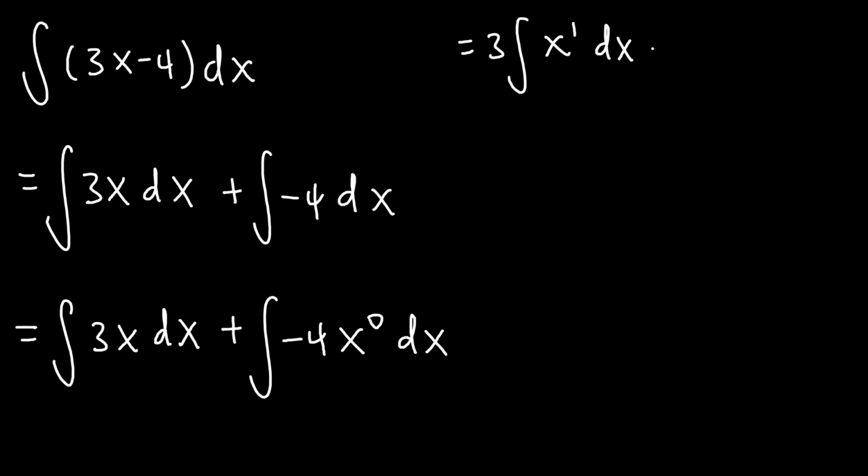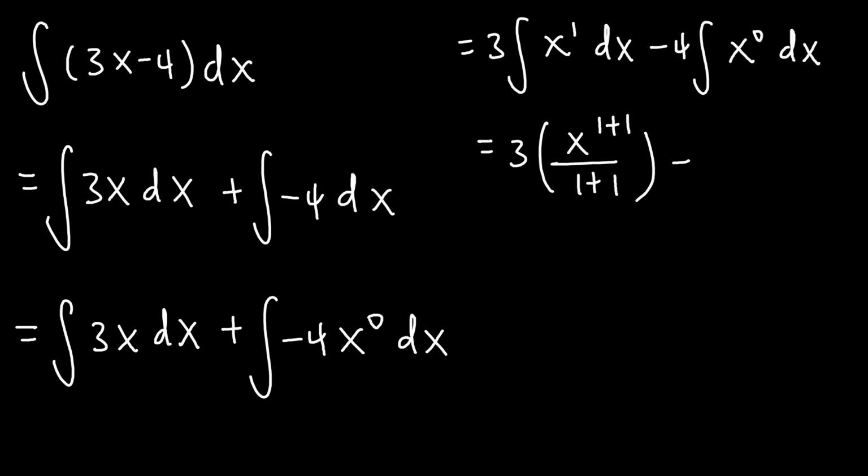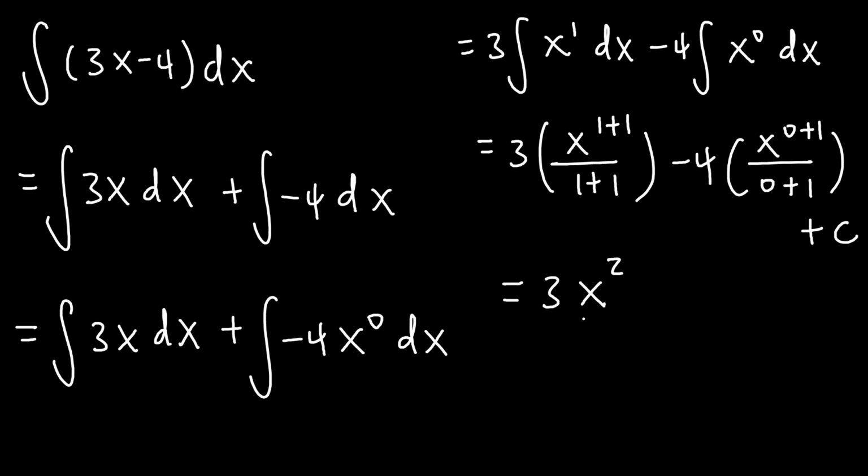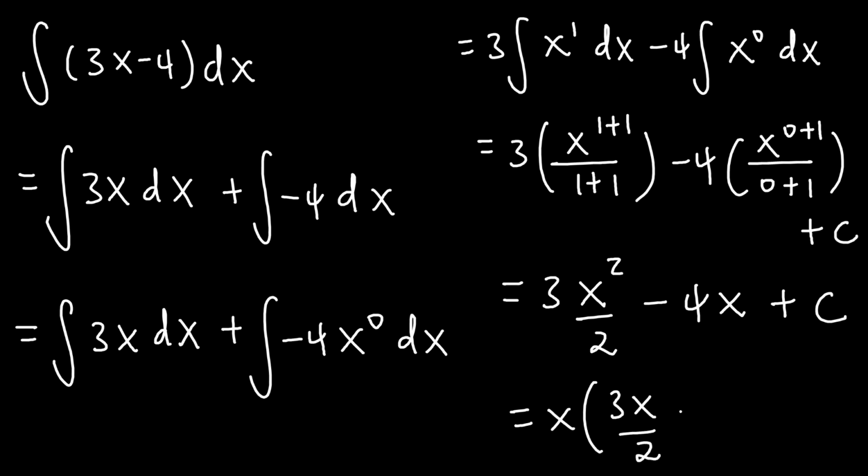And then for the second integral, if we take out negative 4, we shall remain with x to the power of 0 dx. And at this point we can integrate, so we shall have 3 times x to the power of 1 plus 1 divided by 1 plus 1 minus 4 times x to the power of 0 plus 1 divided by 0 plus 1, and then plus c. So this will be equal to 3x to the power of 2 divided by 2 minus 4 times x, and then plus c. And if we pull out x, we shall have x into 3x divided by 2 minus 4, and then plus c. And that's our answer.